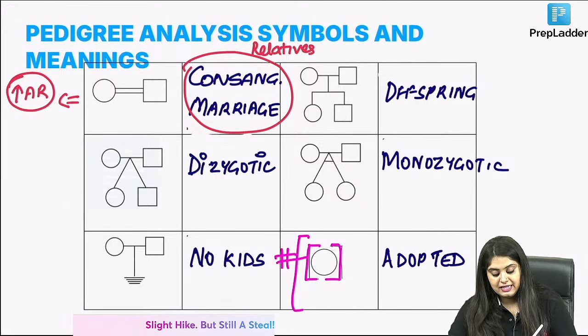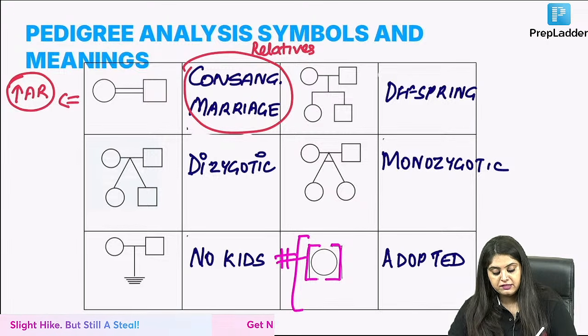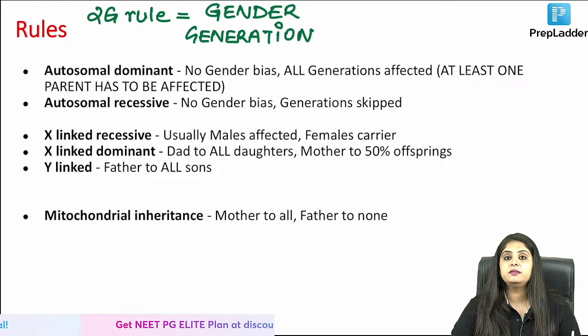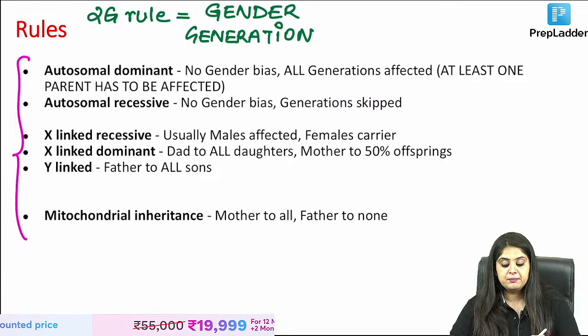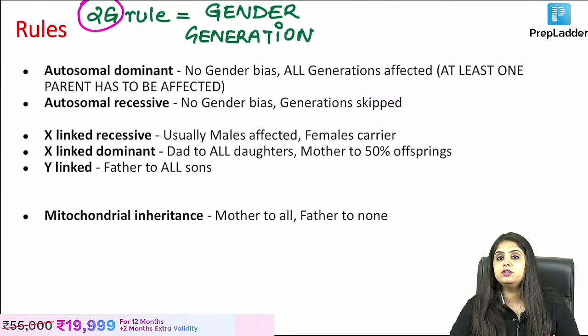Now coming back, this is over. Now I come to my simple basics of how I will go ahead with pedigree analysis. These are the 6 pedigrees that you get in the exam. Be very clear, you have to follow the 2G rule in every pedigree.